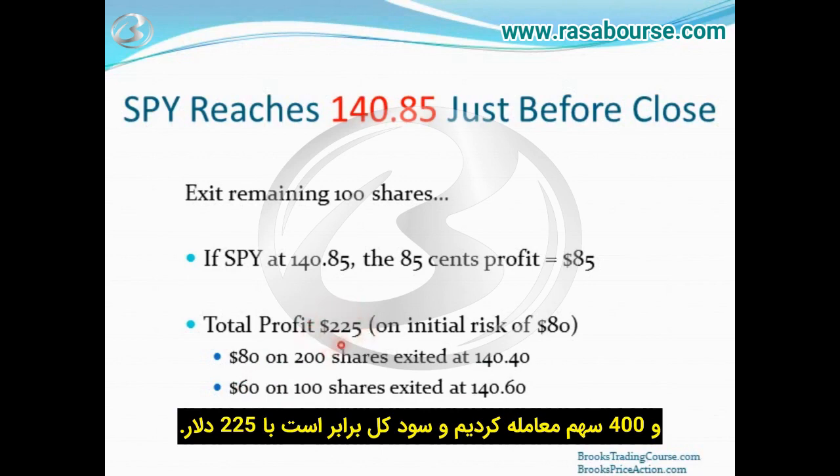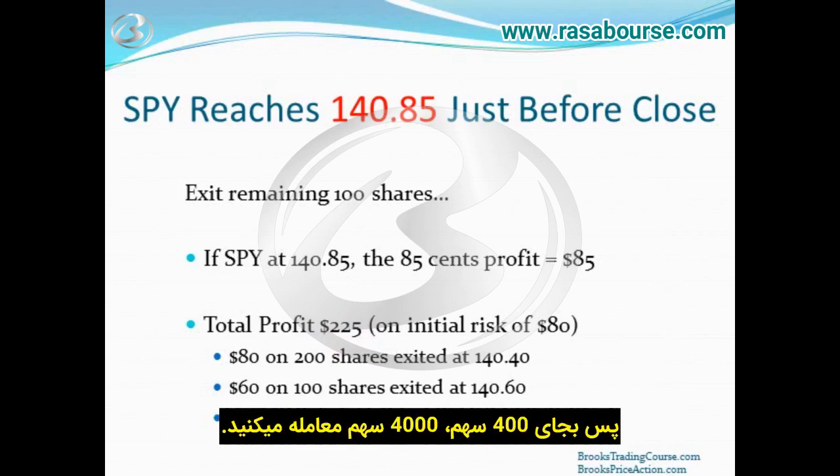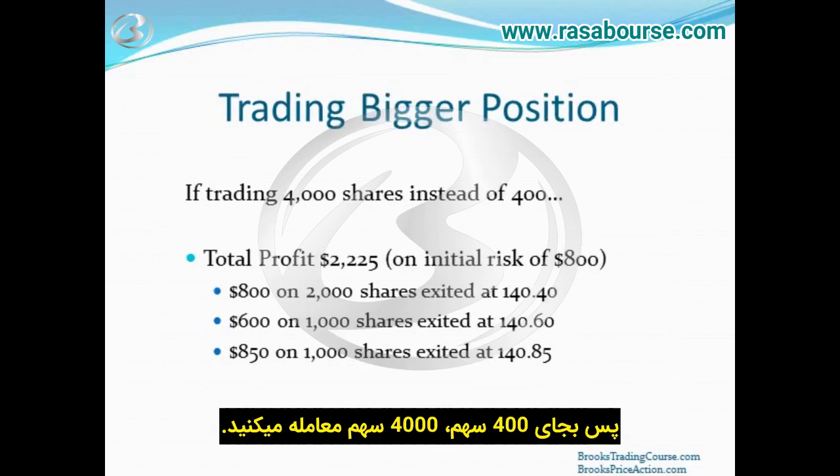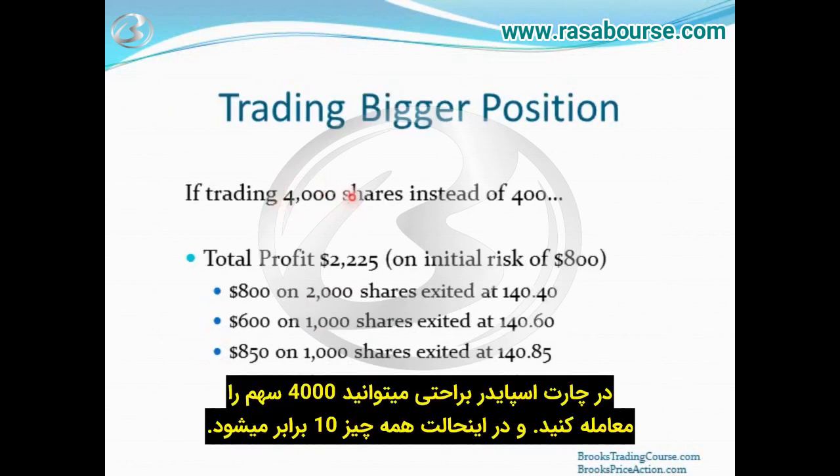Well, let's say you were a little richer and had a bigger account. So instead of trading 400 shares, you traded 4,000 shares. The spider can easily handle 4,000 shares.